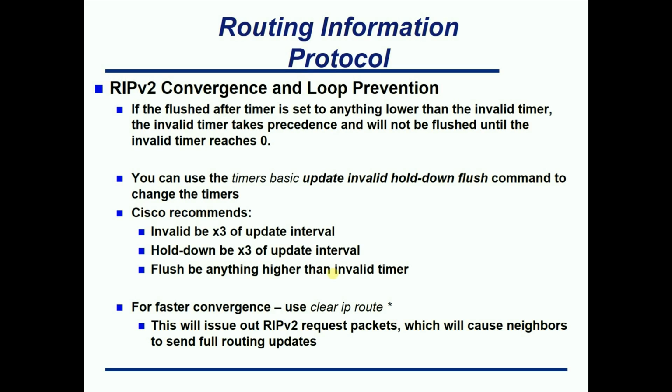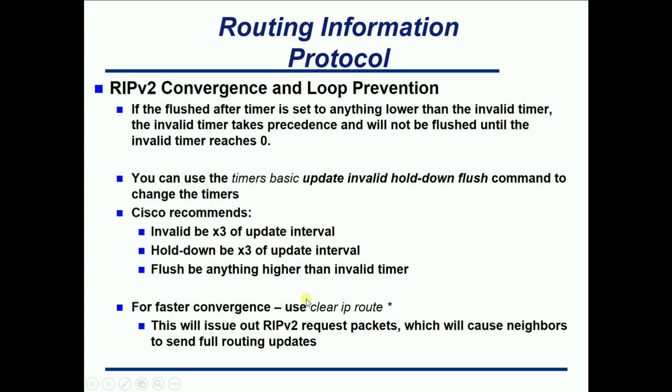And then this is just how this command right here under the RIP process, this is how you could change the timer. Timers basic, what do you want to change the update to? By default, it's 30. Change it to like 1 if you want to, or 5. Invalid, they say have it 3 times the update interval. Okay, so if I did 5, then you say 15. Hold down timer, they say 3 times the update interval. So again, 15. Flush, anything higher than the invalid timer. So if it was 15, you could say 20. Doesn't really matter, just anything higher than that.